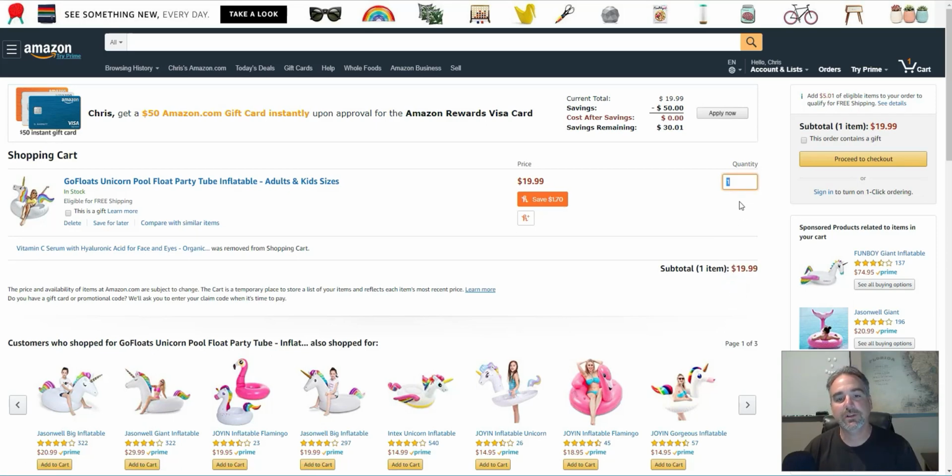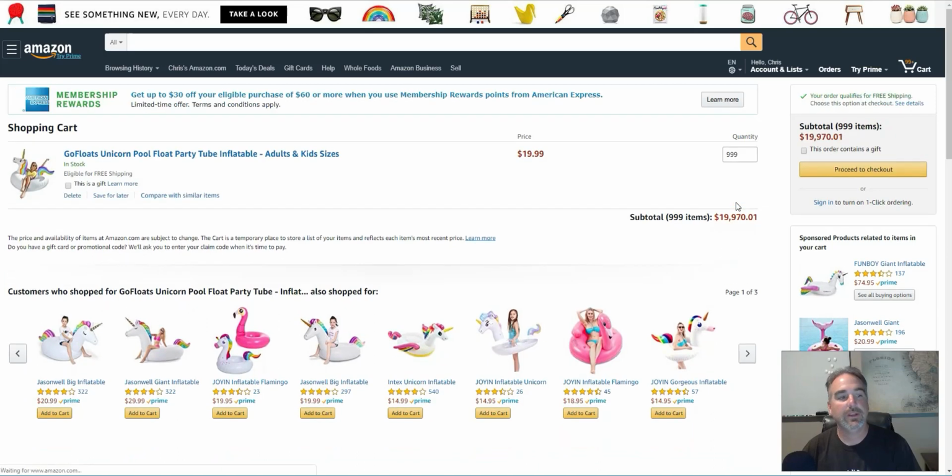Now, Amazon won't let you do more than 1,000 units. They won't let you add more than 1,000 to your cart. So what they do is put in 999 and hit update. And a few things would happen.